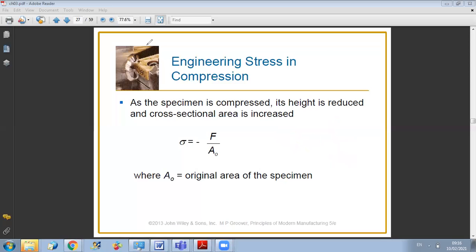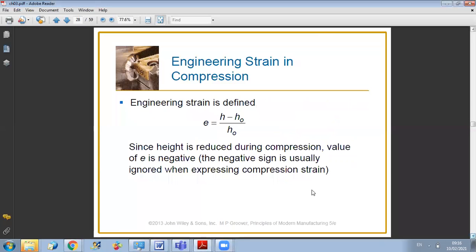And of course, we also have a definition for the strain. The strain will also be negative, because the engineering strain is the final height minus the initial height over the initial height. And we know that in compression, the height is reduced. This is why the engineering strain will be negative. Now, as we said before, since height is reduced during compression, the value of e is negative, but the negative sign is usually ignored when expressing compression strain. So when we say eC, we just put the absolute value.